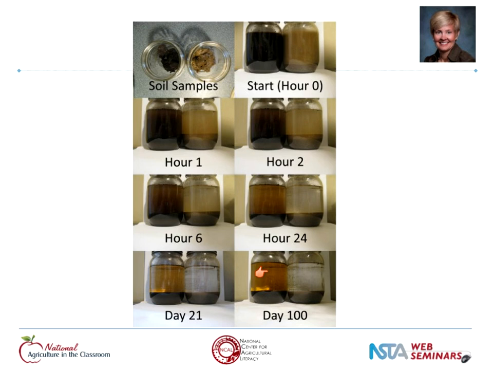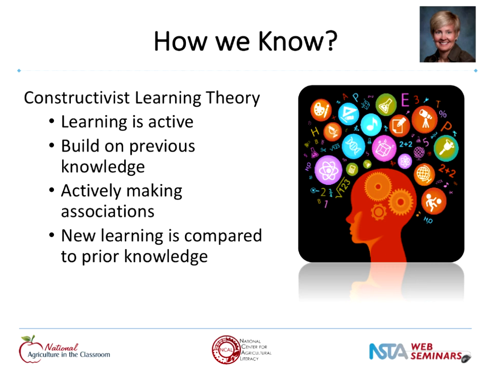And I just wanted to present that right at the beginning of our webinar tonight to give you an example of what we're talking about in terms of having an interaction. To have that question, to be observing phenomena, and then doing some experimentation and observation, to come up with how we know, which is what science is really looking at. So how we know, that is constructivist learning theory. That is the idea that we construct our knowledge, that learning is active, it builds on previous knowledge, and we are actively making associations, and there's new learning that can be compared to prior knowledge.